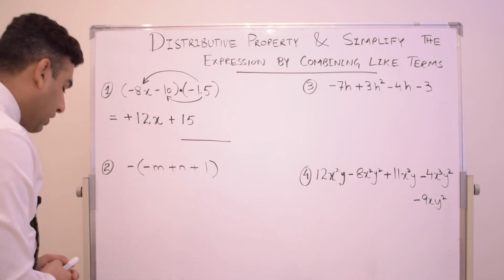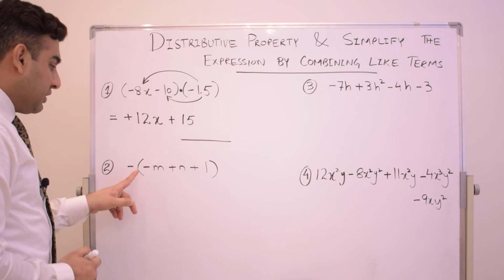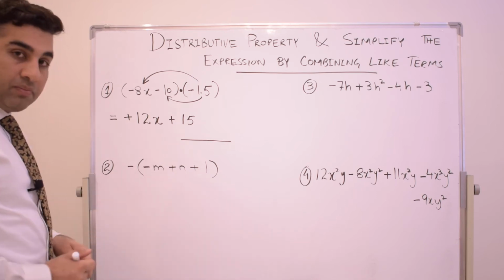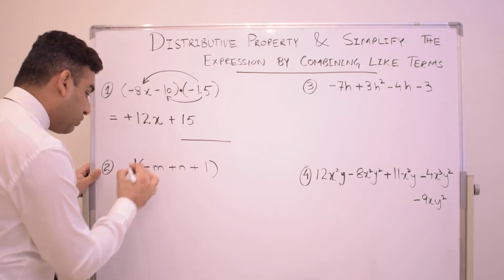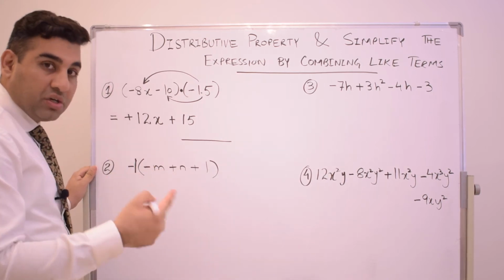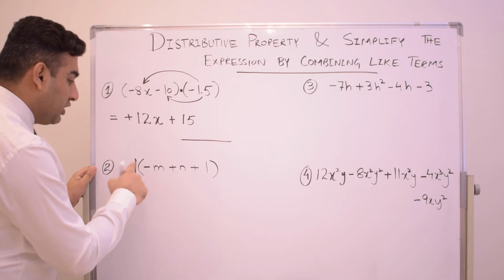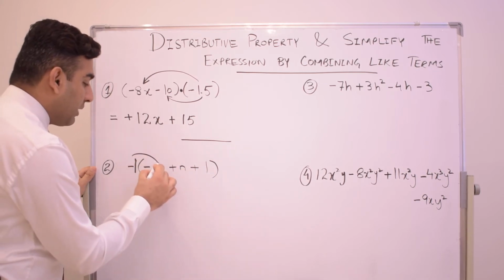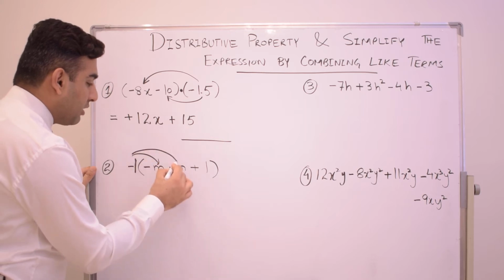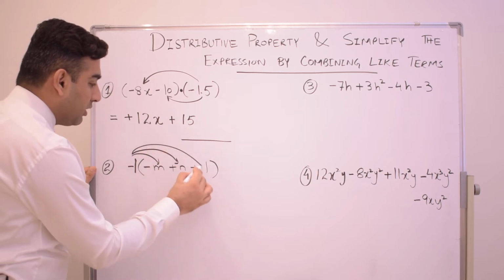Let's go with part number 2. Minus is multiplying with this parenthesis. How can you simplify that? Guys, this minus means minus 1. When there is no number, it is understood to be 1. So minus 1 is going to distribute among these three terms. Minus 1 is multiplied with this, minus 1 will multiply with this, and minus 1 will multiply with this.